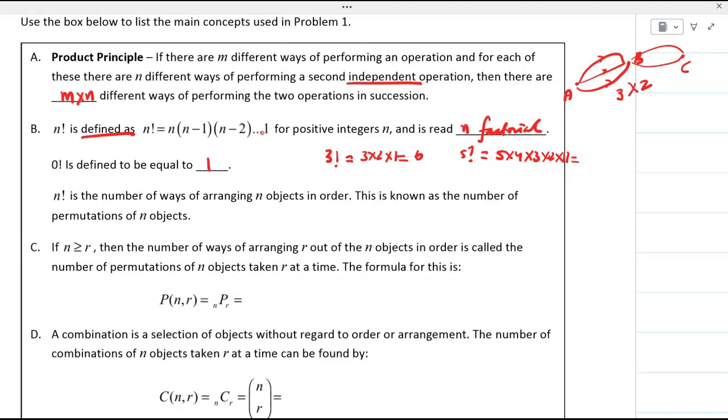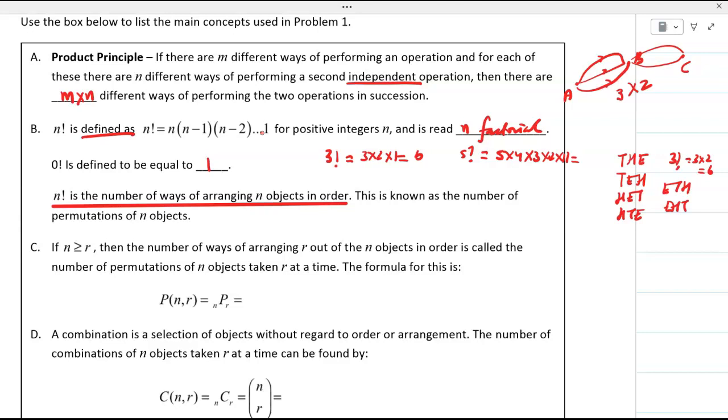N factorial is the number of ways of arranging n objects in order. You have to learn this. So if I ask in how many ways you can arrange the alphabets of THE, it is 3 factorial, 6 ways. That means T, E, H; H, E, T; H, T, E; then E, T, H; E, H, T. You will automatically get 6 ways, arranging amongst themselves.